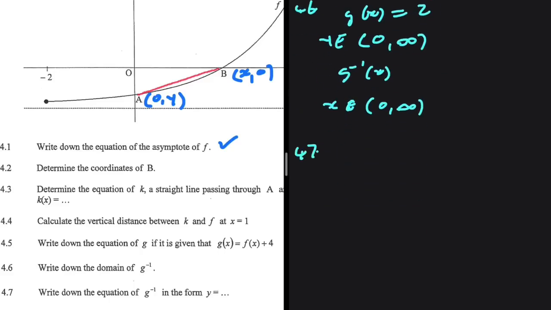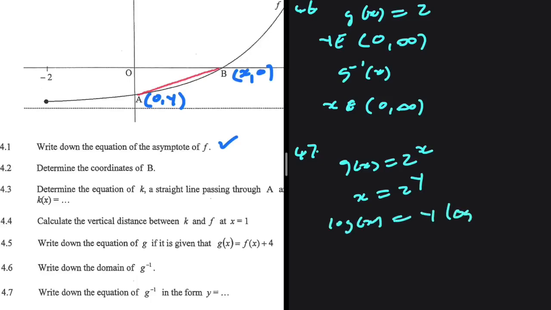And 4.7, we actually need to find the equation of g inverse. g of x is equal to 2 to the power x. To find the inverse, you swap x and y and make y the subject of the formula. In this case, we're going to have x equal to 2 to the power y. If we want to bring y down, we have to take a log on both sides. If we do that, we're going to have y log of 2. That is a log law. You are allowed to do that.